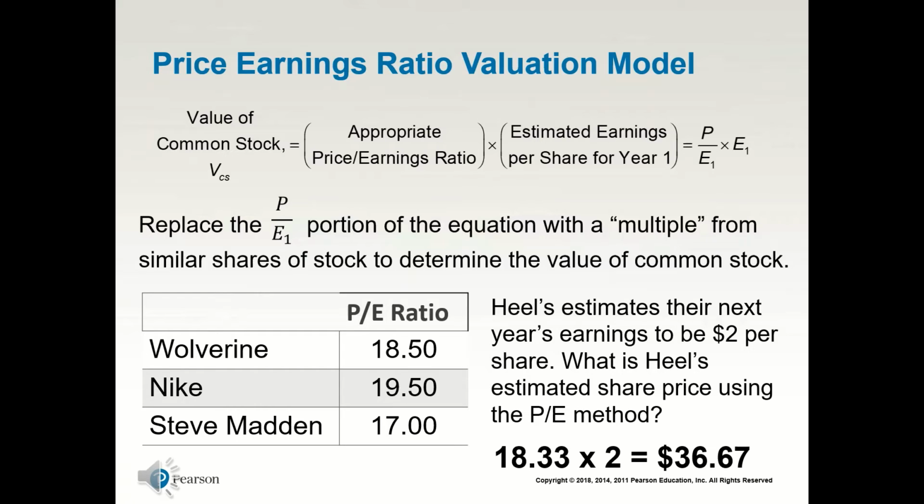If we knew that HEAL's business model was very much like Steve Madden, we would want to use that PE ratio. Or if we knew that it was very much like Nike, we would want to use that PE ratio. But since we don't know, we're going to take an average of the 3 PE ratios that we are given. That average then will be multiplied times the $2 per share to identify a share price of $36.67.